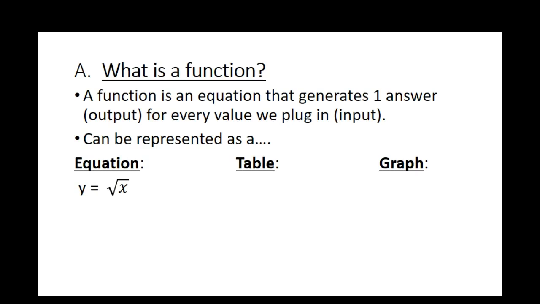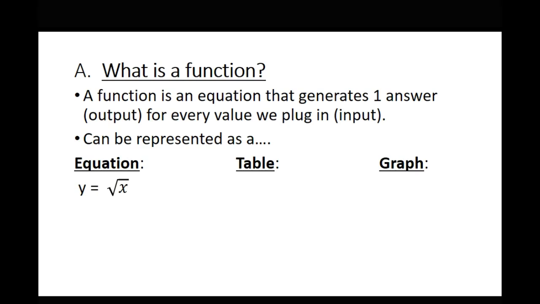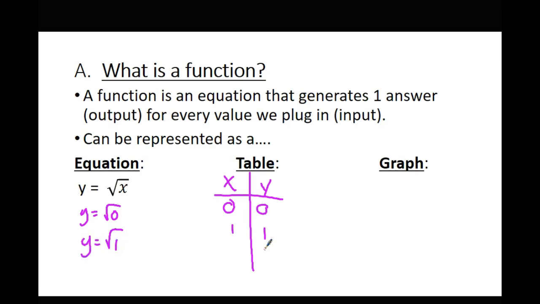All right, a function is an equation that generates one answer for every input. So I'm going to make an x and y table here. Let's plug in a number for x. If I were to plug 0 here for x, what would I get for y? Yeah, the square root of 0 is 0. What if I were to plug in 1 for x? I would get 1 for y. Now I could plug in 2. I don't want it. But you could get your calculator out and push the square root of 2, and you get something weird like 1.41.